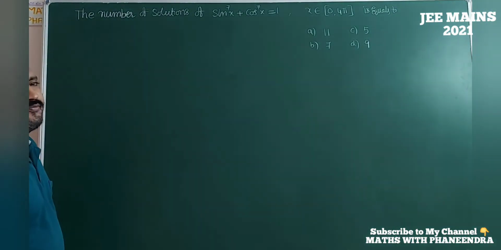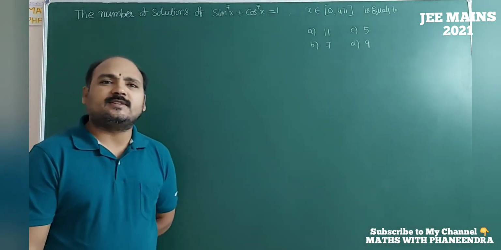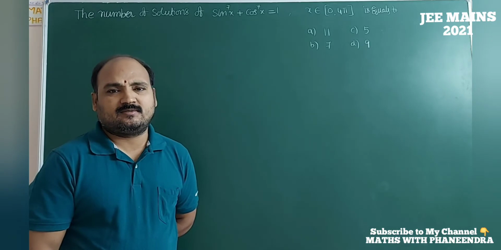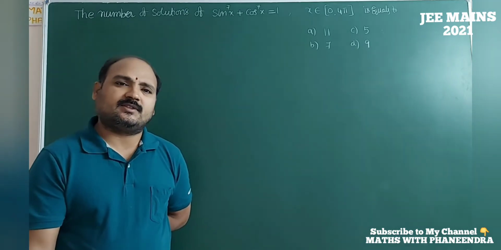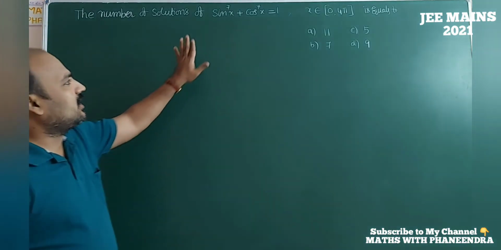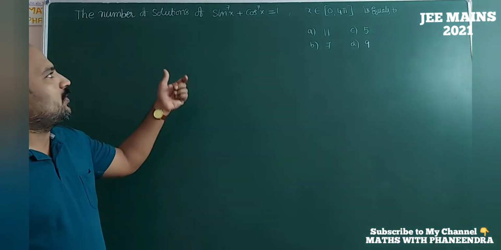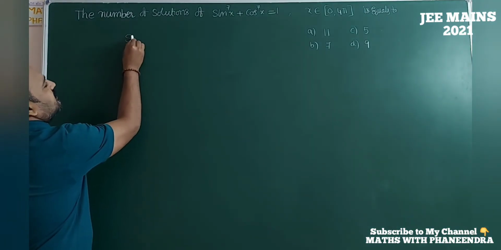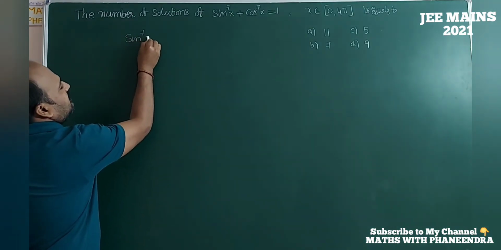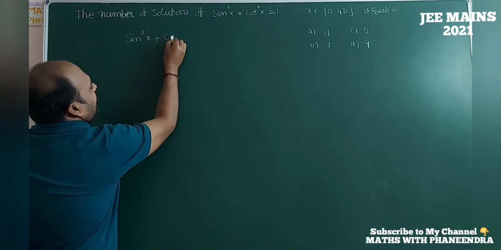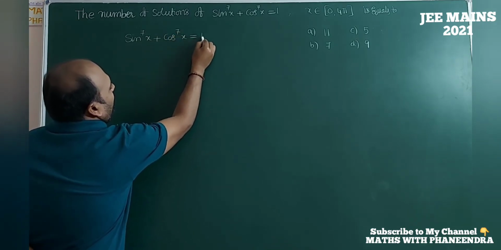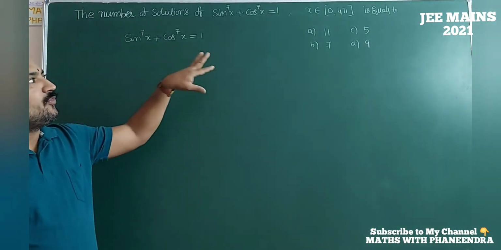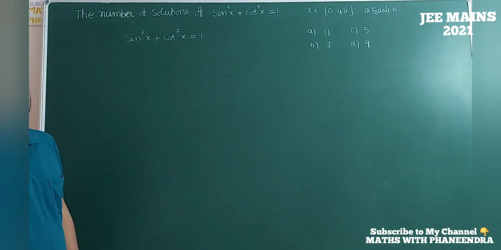So here we know that sin square x is always greater than sin power 7x, and similarly cos square x is greater than cos power 7x. The given equation is sin power 7x plus cos power 7x is equal to 1. For what values of x will it be equal to 1? They are asking in the interval 0 to 4 pi.